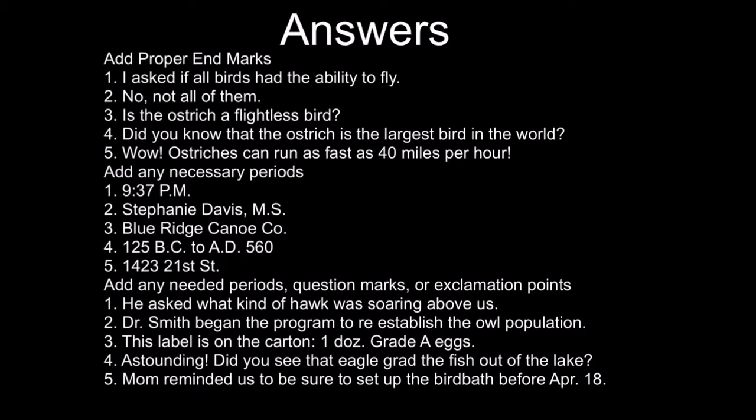Number 3, this label is on a carton: 1 doz. grade A eggs. This is a declarative sentence, so you end the sentence with a period, and you also add a period after doz to complete the abbreviation. Number 4, astounding! Did you see that eagle grab the fish out of the lake? Since astounding is an interjection, you end it with an exclamatory punctuation mark. And then, did you see the eagle grab the fish out of the lake? This is a question, so it ends in a question mark.